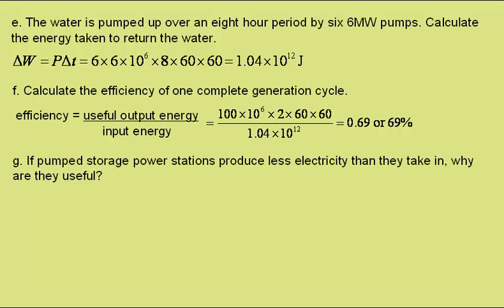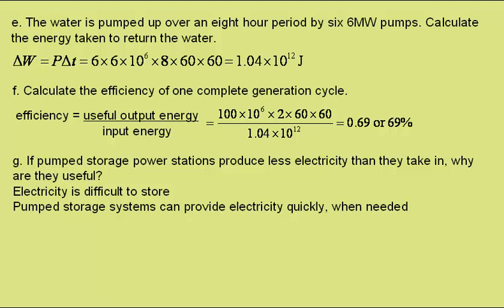Finally, part G. If pumped storage power stations produce less electricity than they take in, why are they useful? Well, electricity is very difficult to store. We can store electricity in batteries, but they are incredibly inefficient. Pumped storage systems can provide electricity quickly when needed.